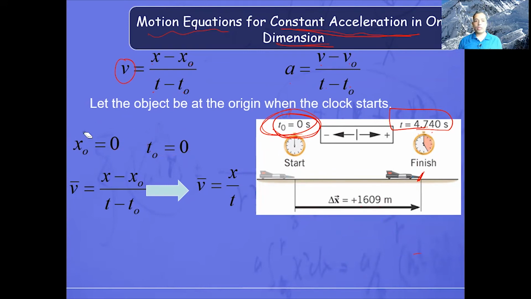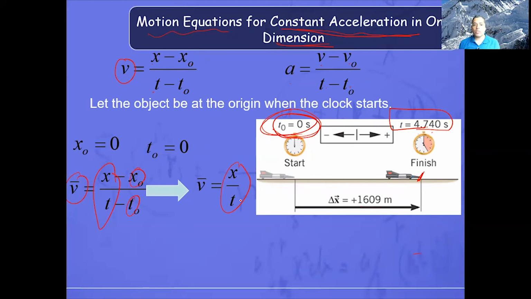All right. So meaning this equation is this, right? And under these circumstances, when x0 is 0 and t0 is 0, then this is 0, this is 0, right? Then your average velocity is x over t, simply this over that. Okay, so that's the thing I'm talking about.